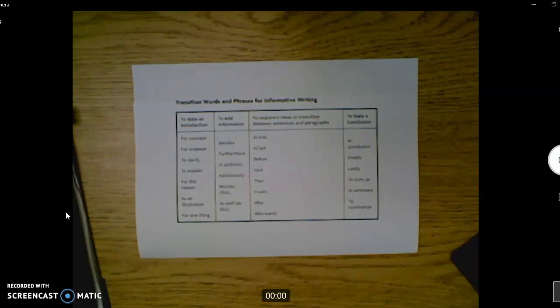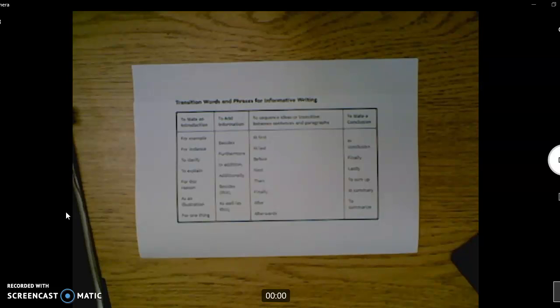Let's look at the list of examples of transition words or phrases. Some of these words show time order like first, second, next, then. Other linking words like also, in addition, and furthermore help to signal that new information is coming.